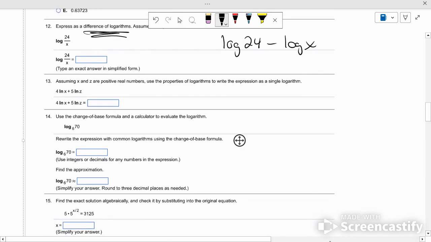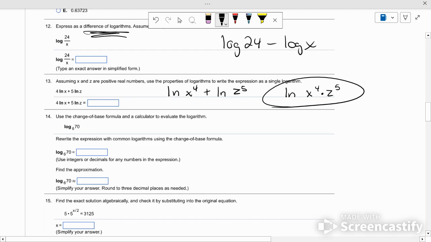Okay? Write these as a single log. When you have numbers in front, where do they go? As exponents, as powers. So it's the ln of x to the 4th plus the ln of z to the 5th. And then with addition, we can combine them to be one log. So it's the ln of x to the 4th times z to the 5th. That's written as a single logarithm.